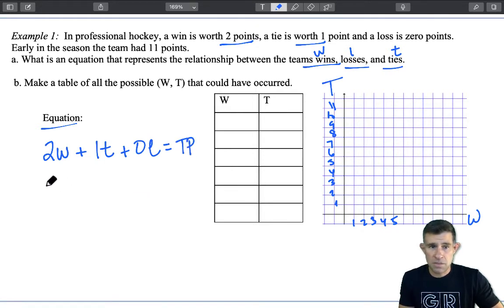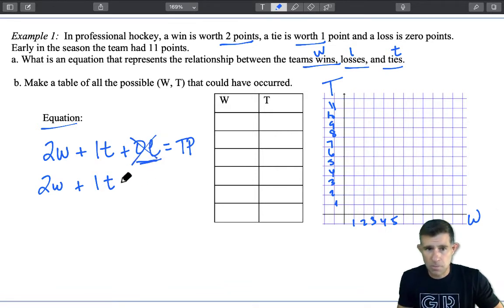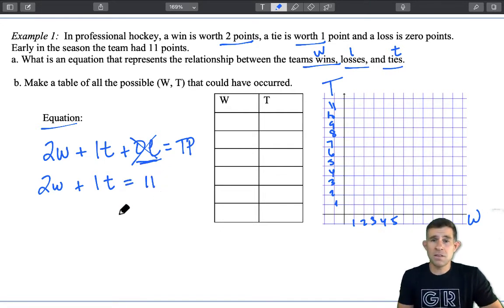Now, in our team's case, we know that we have 2 wins plus 1 point for each tie. Now, because it's 0 on our losses here, we're just going to ignore that because 0 times anything is just 0. We know our team has a total of 11 points. And this is an example of a linear combination where we have W and T both raised to the first degree or first power. We're combining our wins and our ties to equal some total. So here we want to make a table of all the possible wins and ties this team could have.